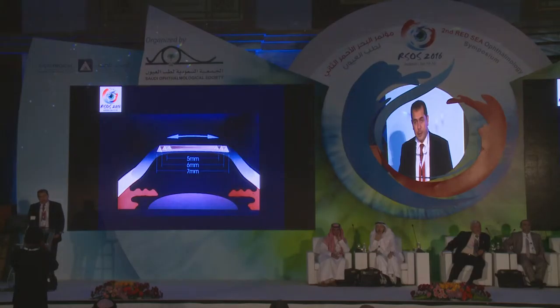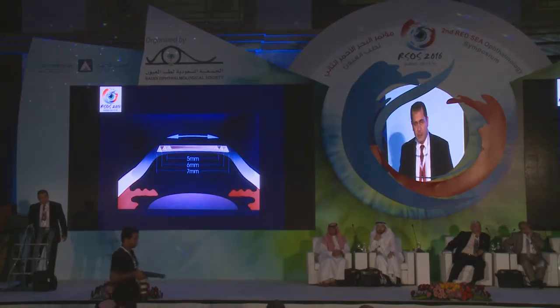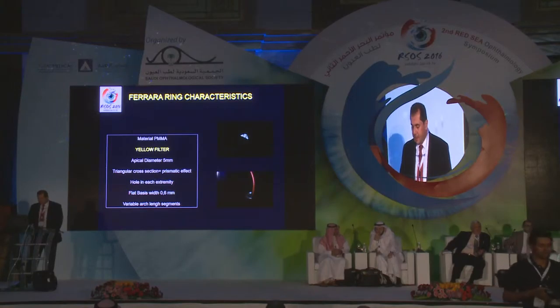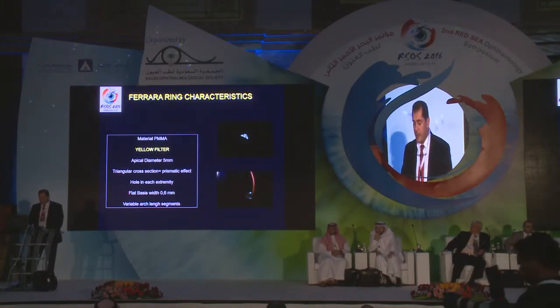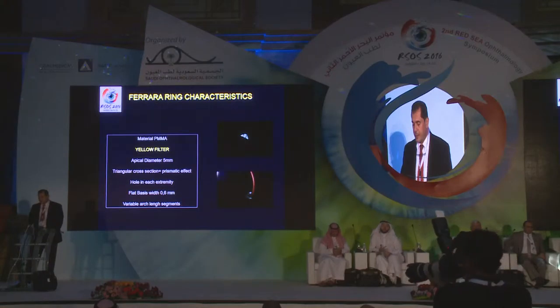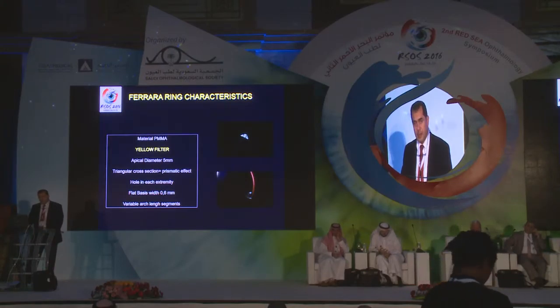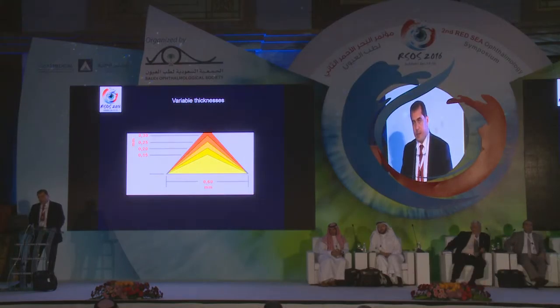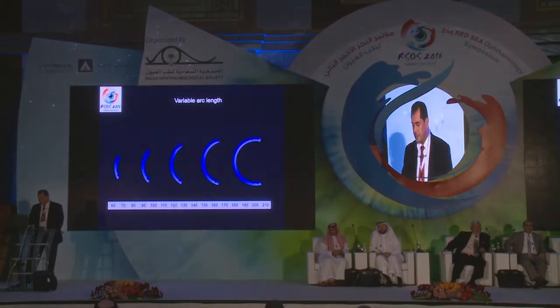Here we display the sizes of the rings, for 5 millimeters, 6 millimeters, 7 millimeters, as Dr. Bassam showed before. The Ferrara ring characteristics: the material is PMMA with a yellow filter, apical diameter of 5 millimeters, triangular cross section for prismatic effect, a hole in each extremity, a flat base of 0.6 millimeter, and variable arc length. Here we can see the base, the 0.6 millimeter and the triangle, the thickness of the different types of segments, and the variable arc length, from 70 to 210.